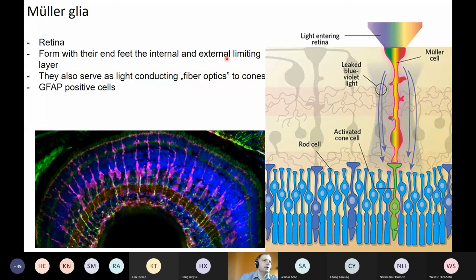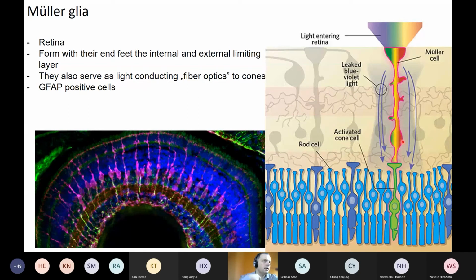Their end feet will form these limiting membranes, and the cell body of the Müller cell with the nucleus is located in the internal granular layer of the retina. You remember there were neurons like amacrine cells, horizontal cells, and bipolar cells, and also a glial cell, the Müller glia was there.